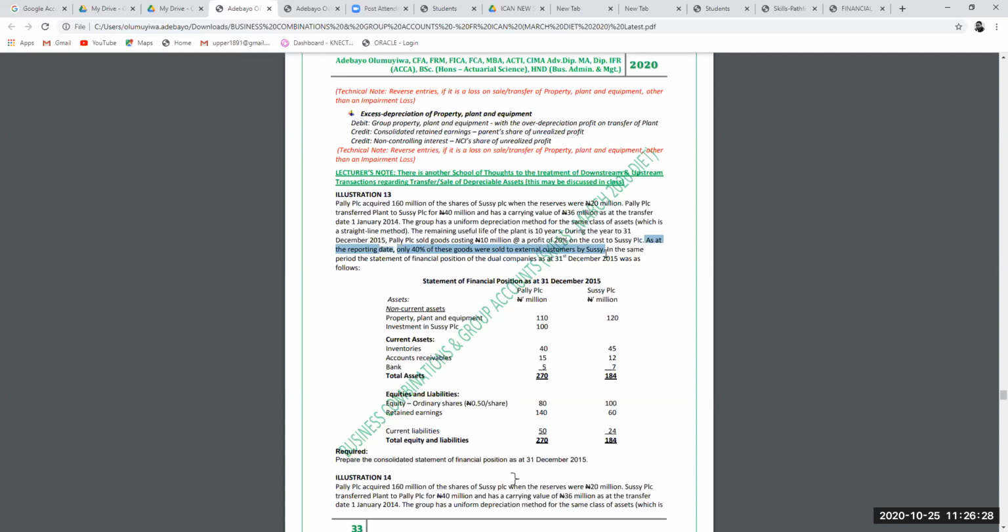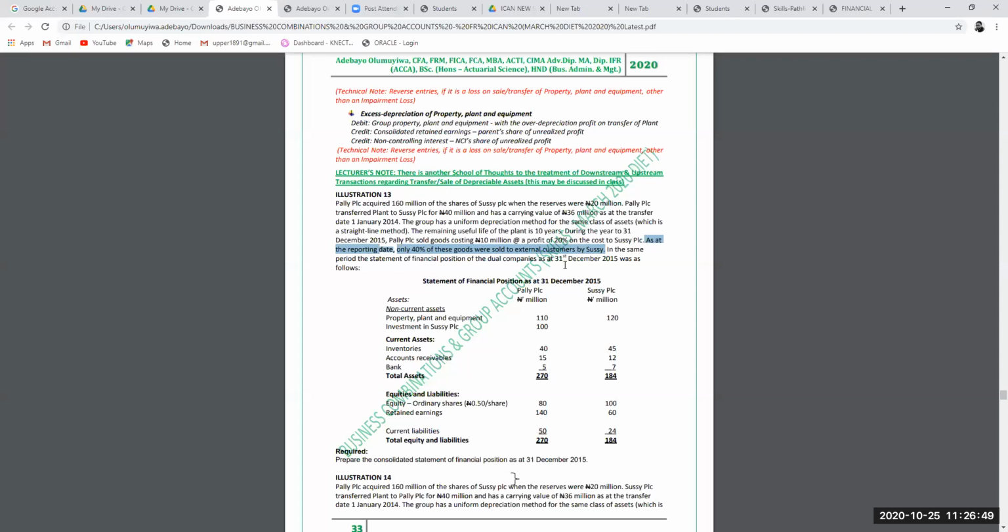They said as at the reporting date, only 40% of these goods were included in what? Inventory. Inventory means unsold goods. We need to be very, very careful. Now, let me also rephrase it in another context.